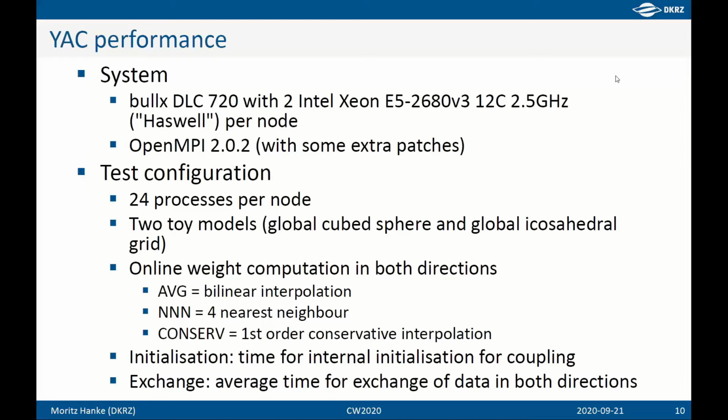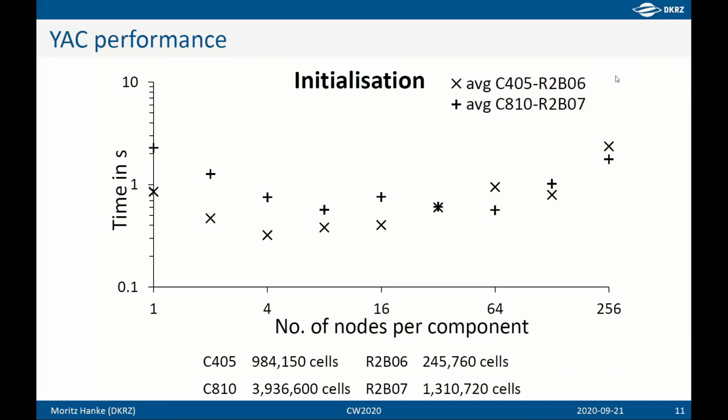I computed the weights for the interpolation in both directions, used different interpolation methods, and I measured the time it takes YAC to set up the whole coupling setup. This includes the weight computation. And then I also measured the average time for a data exchange in both directions. This shows the general initialization time for 2 different setups. One, the low resolution case using 1 million cube sphere cells and 250,000 icosahedral cells, and the other using 4 million cube sphere cells and 1.3 million for the icosahedral grid.